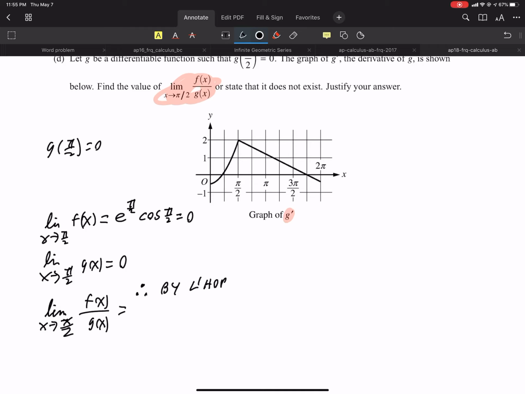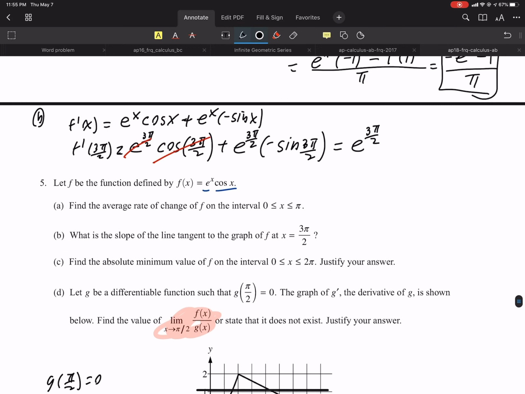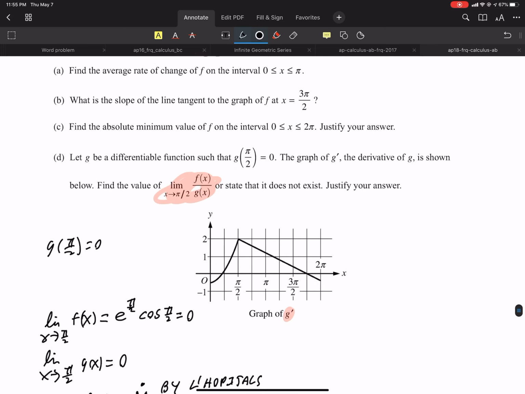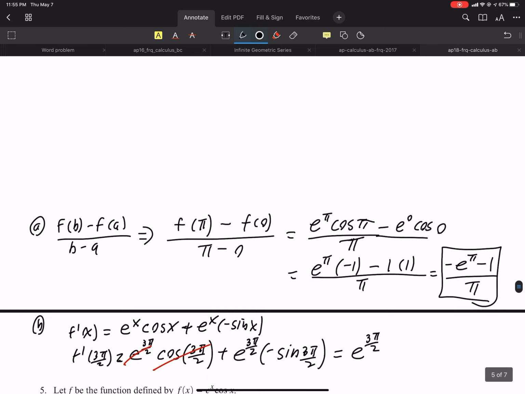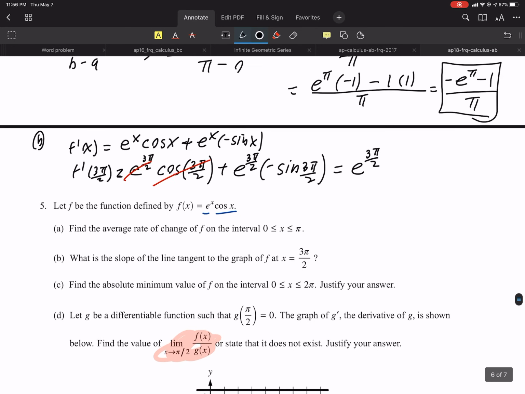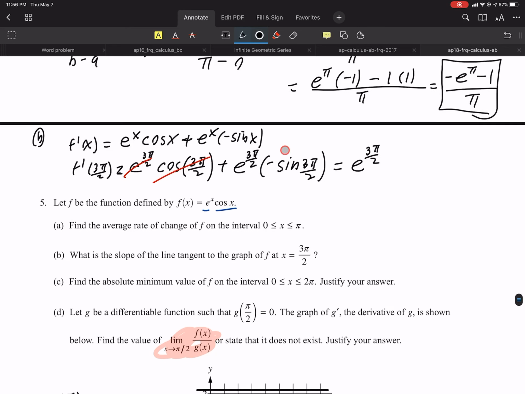by L'Hopital's, we get this. It equals the limit as x approaches pi over 2 of f prime of x over g prime of x. Now, f prime of x, we found that. F prime of x is here. We actually found, did we find it at pi over 2? I don't think we did. Let me look. No, we did not. So here's f prime of x.